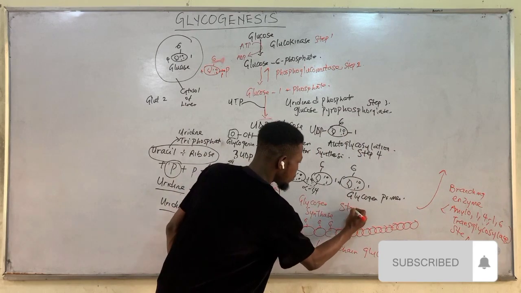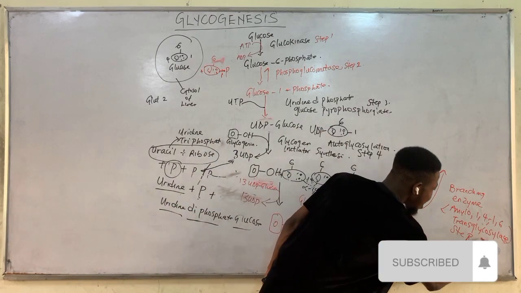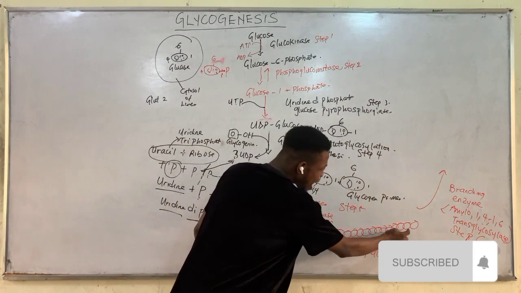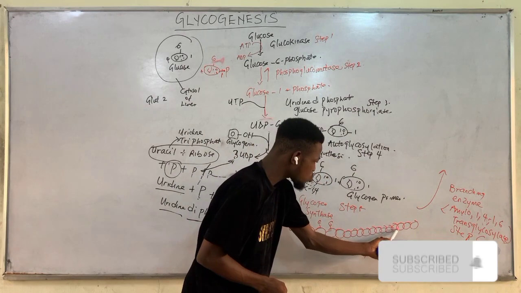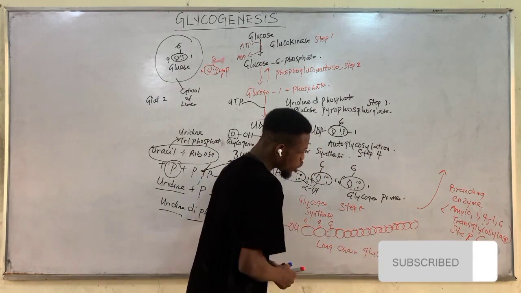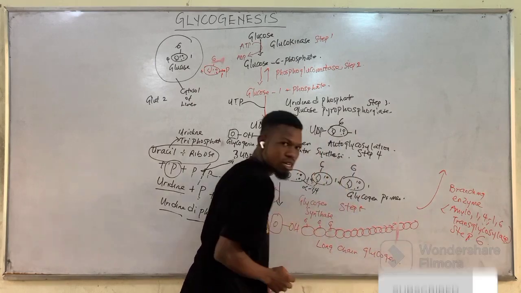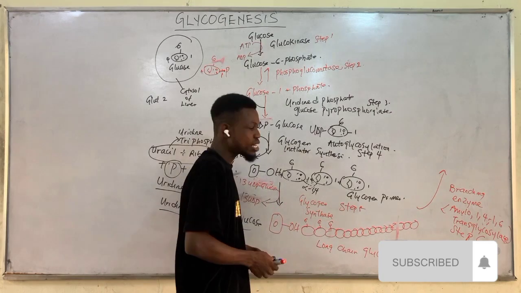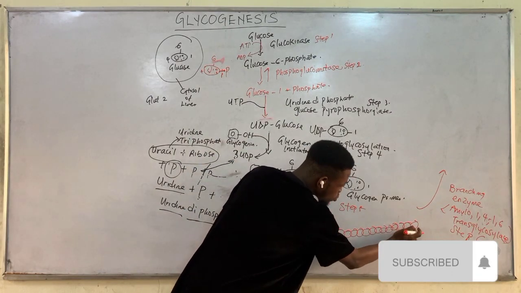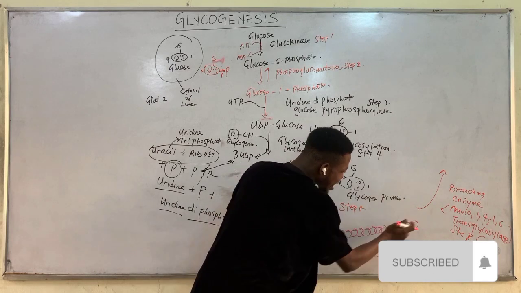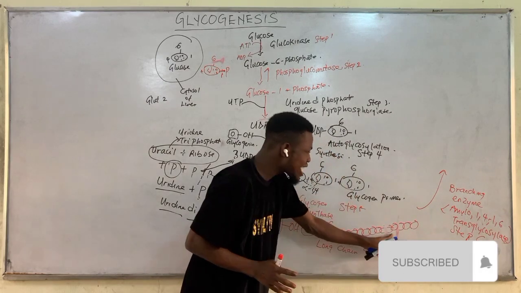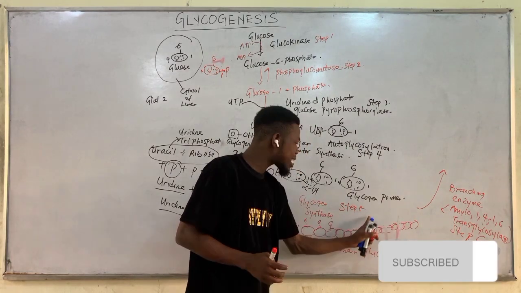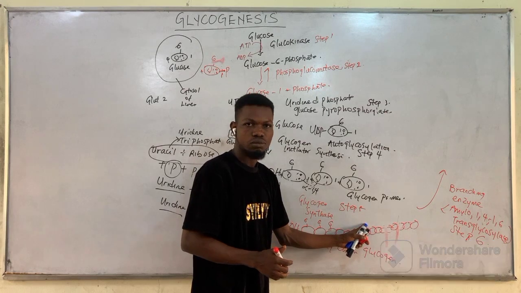This is the last step. So this enzyme, the branching enzyme, will break about 3 to 5 glucose of this linear glycogen. So it's going to break this bond here and carry how many glucose? We can say it breaks about 3 to 5 glucose. It is not specific, so let's add 5 glucose: 1, 2, 3, 4, 5. So this enzyme will break the bond here and carry 5 glucose. When it carries this 5 glucose, it's going to add it to the carbon 6 of this glucose.